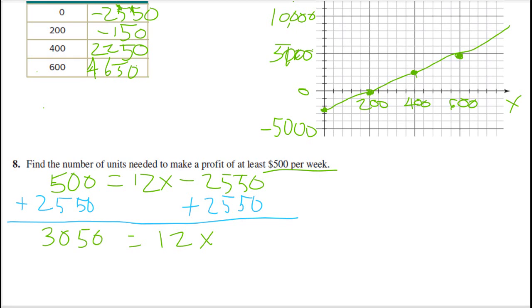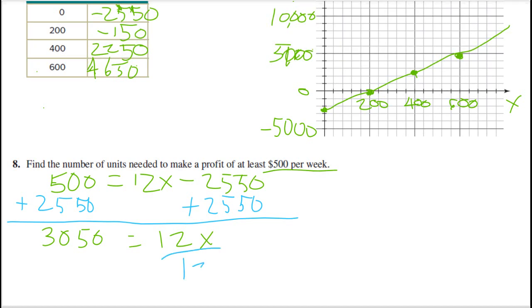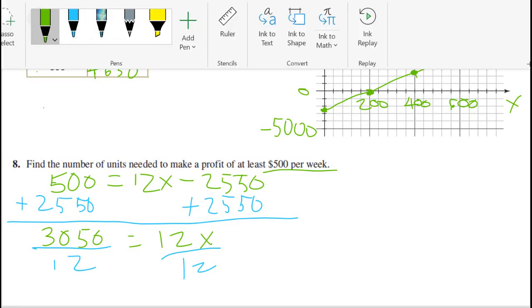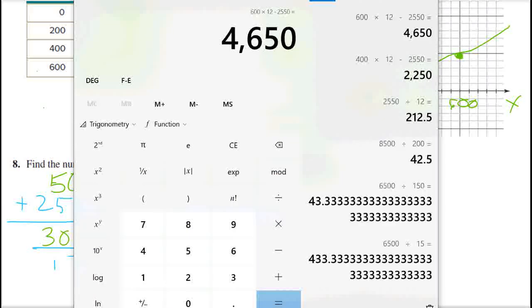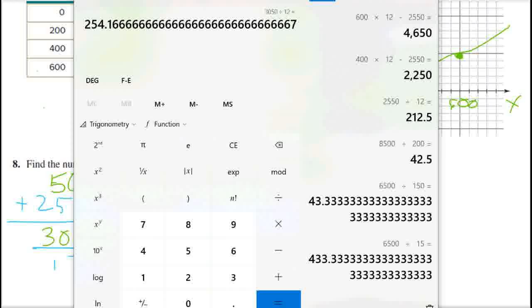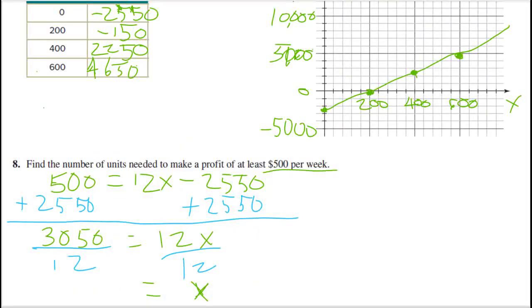$3,050. Okay. Then I can divide both sides by 12. And I will end up with x equals $254.1. And I'm just going to say 254.